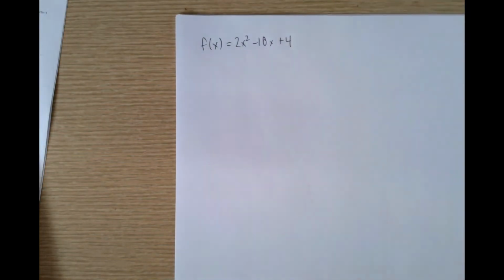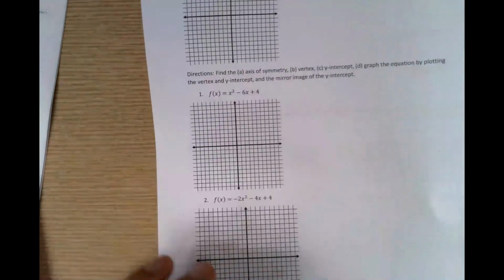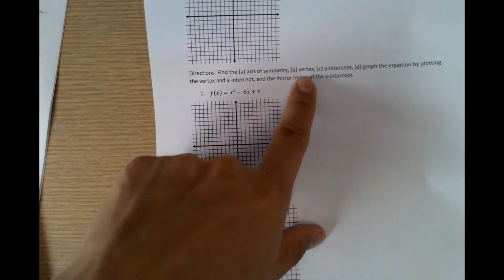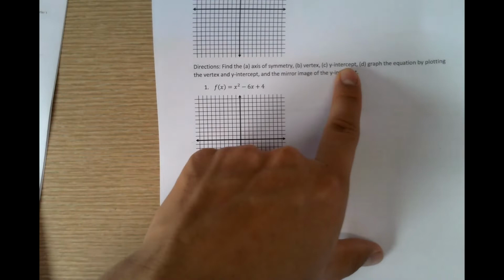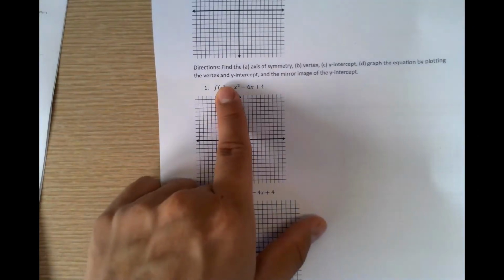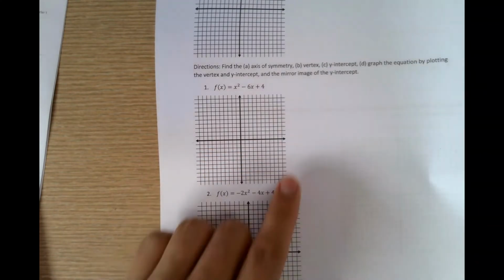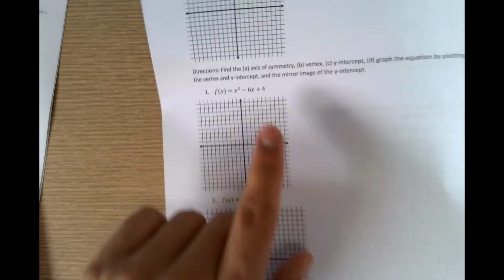An example problem on the practice would be something where they give us something like this, where they say find the axis of symmetry, find the vertex, find the y-intercept, graph the equation by plotting the vertex, y-intercept, and mirror image of the y-intercept. So what we're going to do is find the axis of symmetry first.